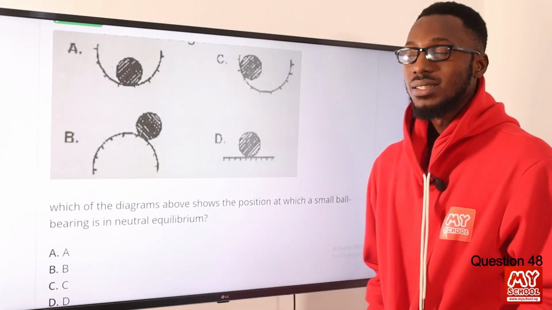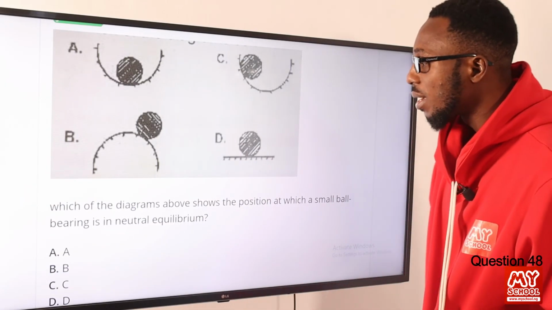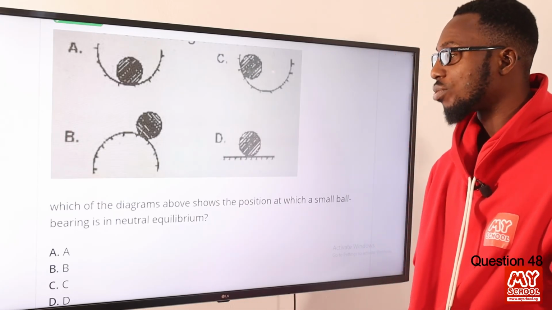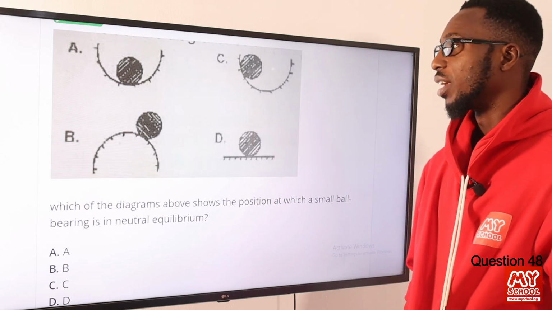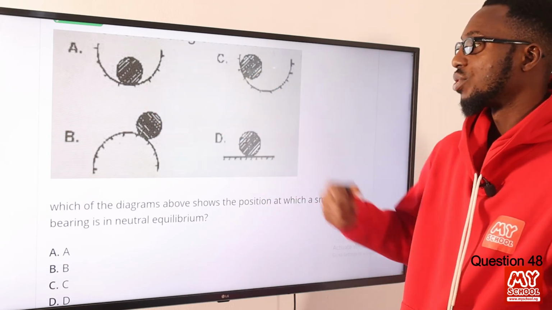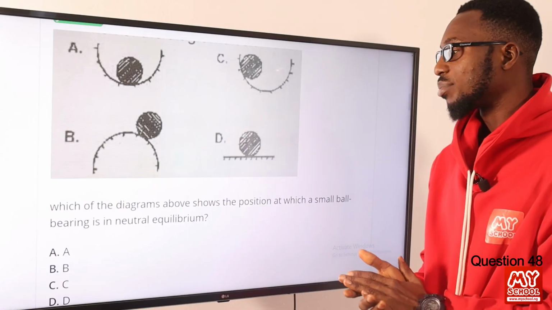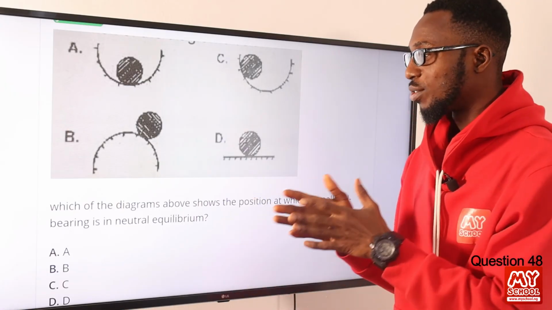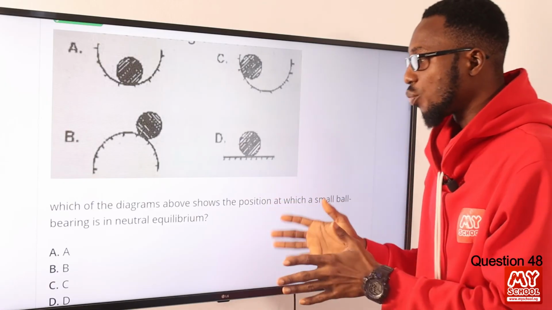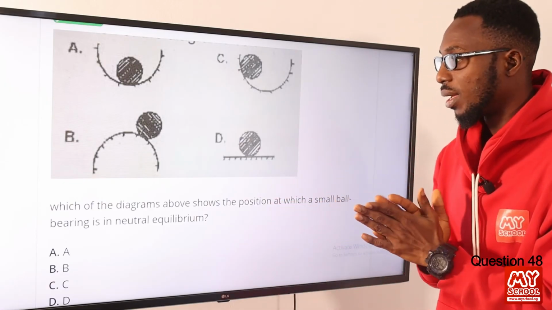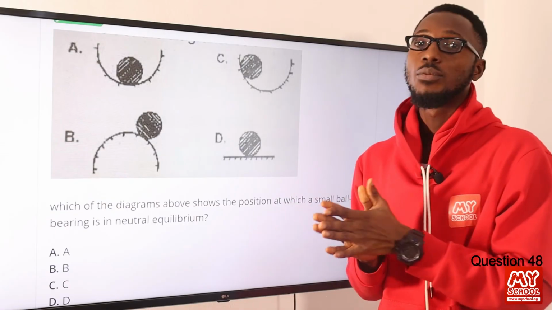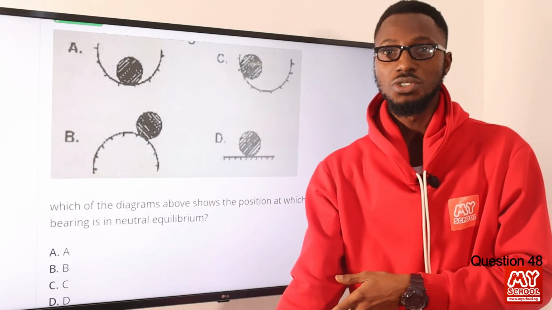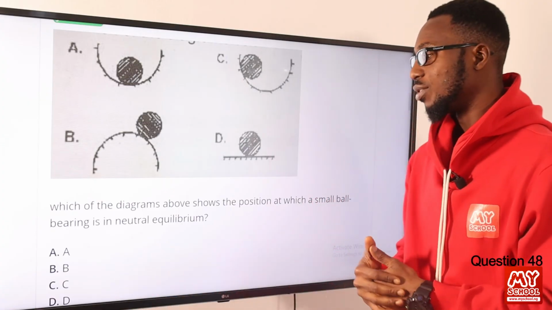Number 48. Which of the diagrams above shows the position at which a small ball bearing is in neutral equilibrium? We have various positions here. We want to talk about the types of equilibrium: we have the stable, the unstable, then the neutral. So where do we point to neutral equilibrium? A body is said to be in neutral equilibrium if, when it is slightly displaced, it tends to come to rest in its new position.